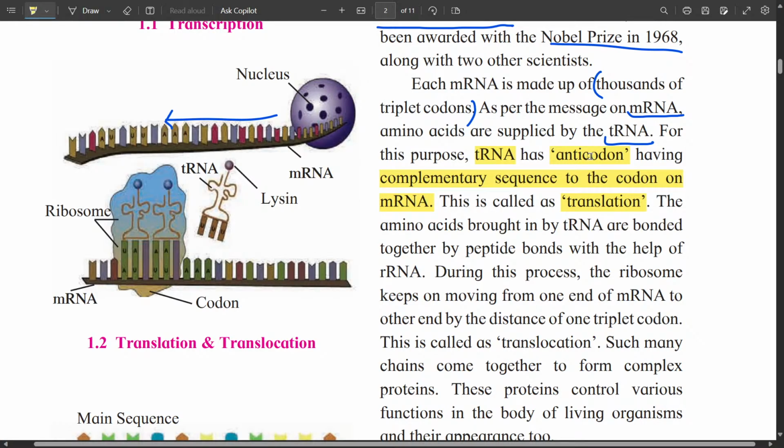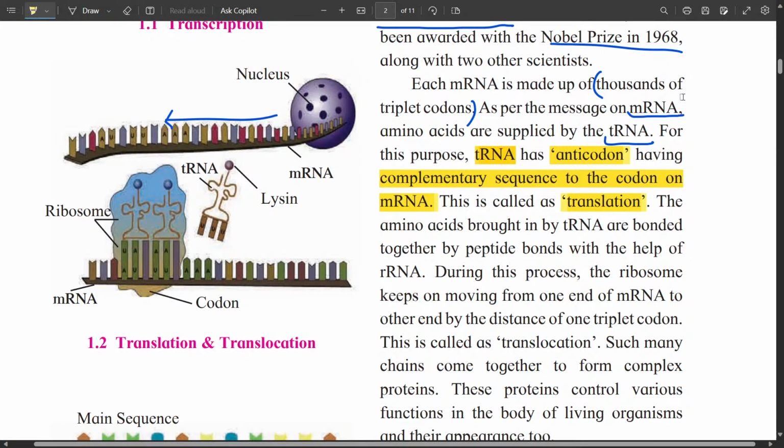bringing the amino acid molecules from various cell parts according to the codons on mRNA. And this tRNA has its own anticodon, which has a complementary sequence to the codon on mRNA. This process is known as translation. That means bringing the amino acids as per the codons on mRNA by preparing anticodons on tRNA is called translation.